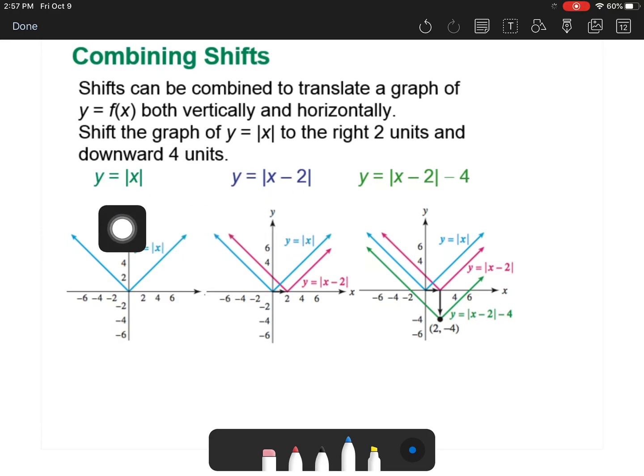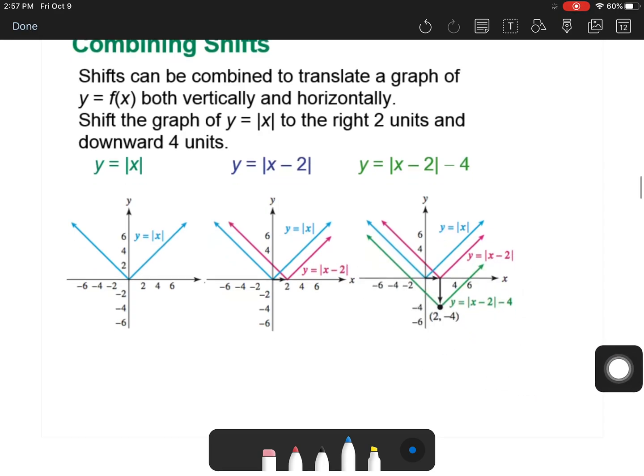We might have, this is just the parent graph. This would be shifting it right 2. This would be a combination of shifting it right 2 and down 4. And many times with parabolas or absolute values, we have a vertex point that we can start from there, and then we shift it right 2 and down 4, and then do our parent graph shape from there.